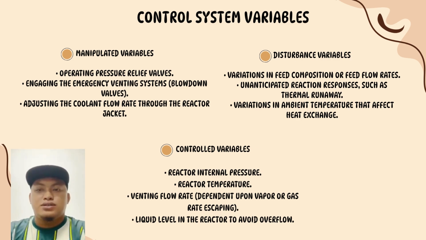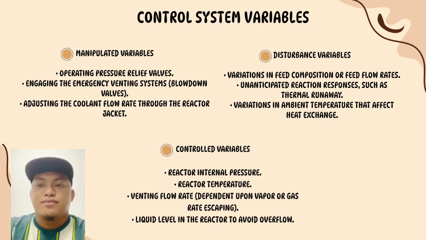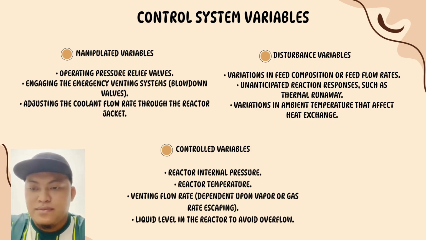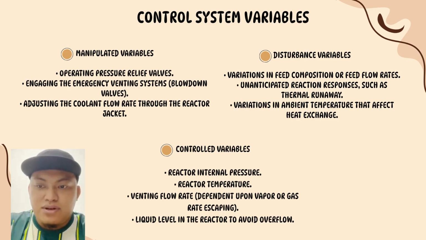Number 3 is controlled variables. Reactor internal pressure, reactor temperature, venting flow rate, and liquid level in the reactor to avoid overflow.